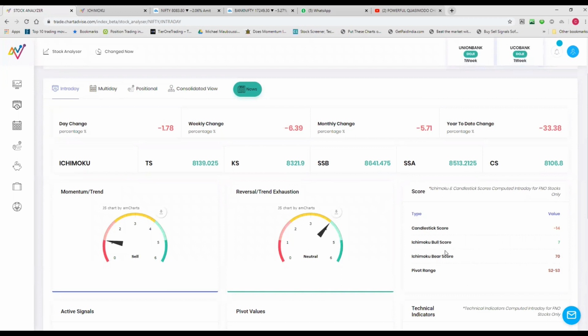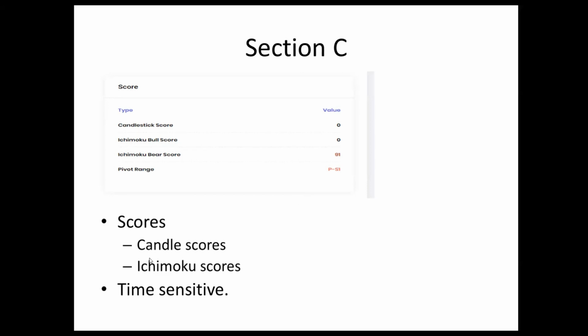If the candlestick score is negative, it will show in minus, right? Here it is showing 0. I'll have to just check that. There seems to be a possible error, or maybe it was a series of dojis which reduce the candlestick score. But you can see the Ichimoku bear score is 91, out of a possible maximum score of 100. So 91 is the Ichimoku bear score, telling us that the market is indeed quite bearish. So section C is another way of confirming or negating whatever is being shown by the percentages and the Ichimoku levels, right? So that is section C for you.